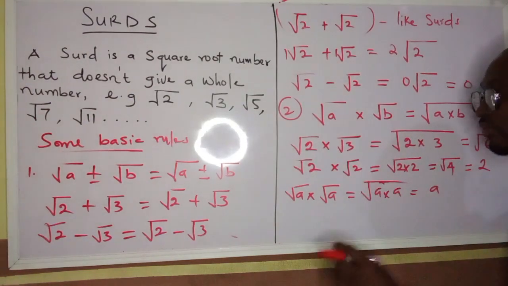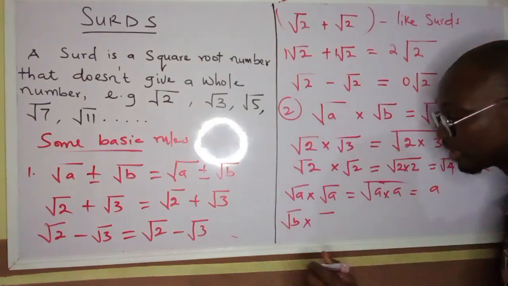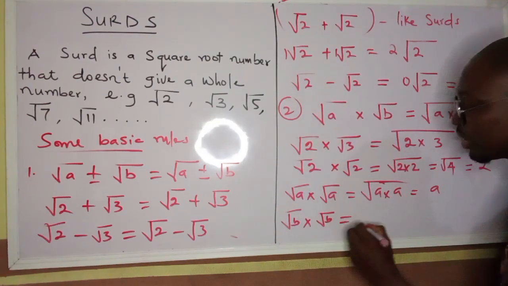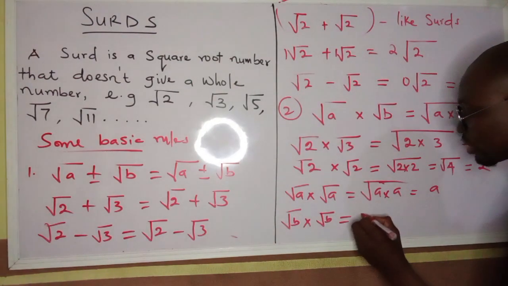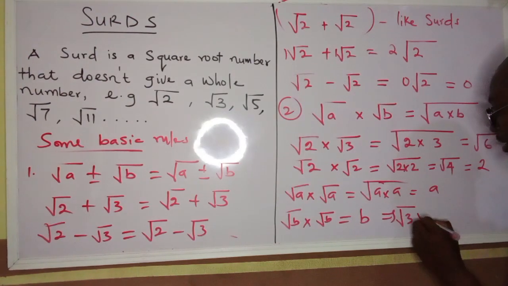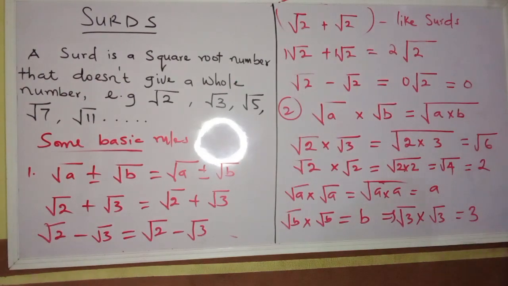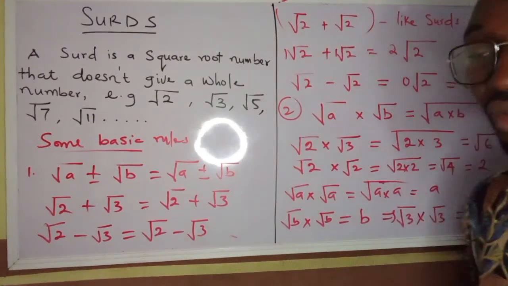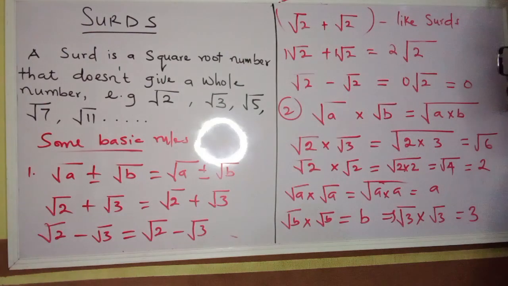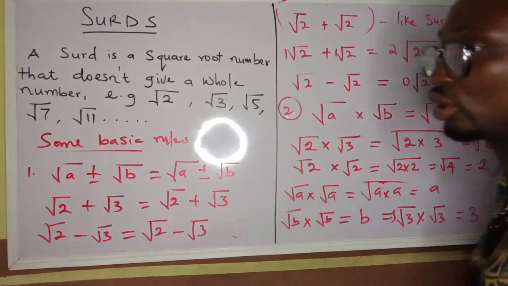So anytime you have the same square root sign multiplying each other, the answer becomes the number. For example, root 3 multiplied by root 3 will give us 3. Root 10 multiplied by root 10 will also give us 10. So this is about the multiplication rule.